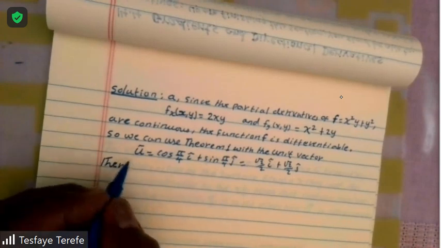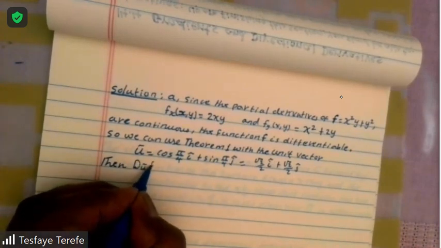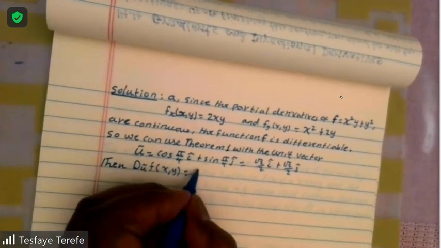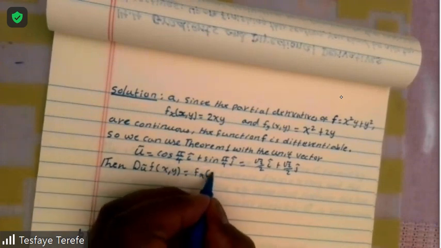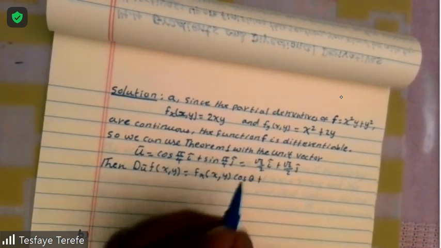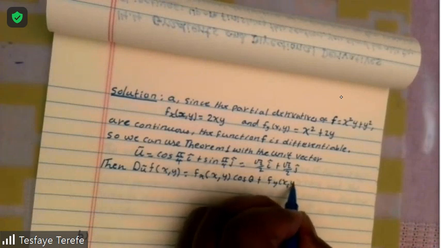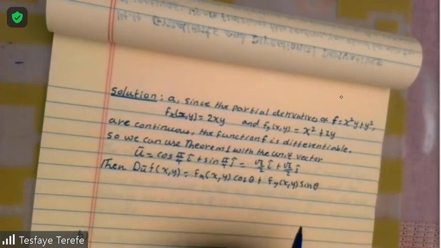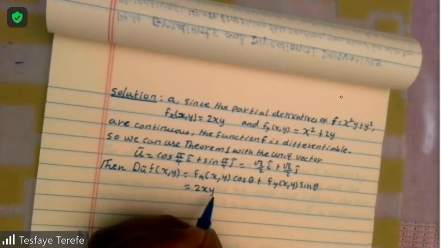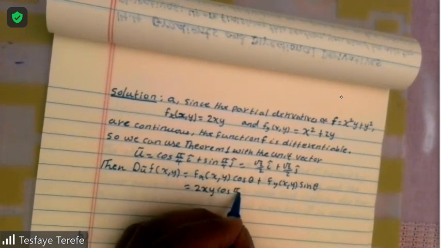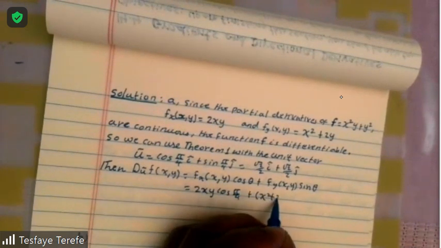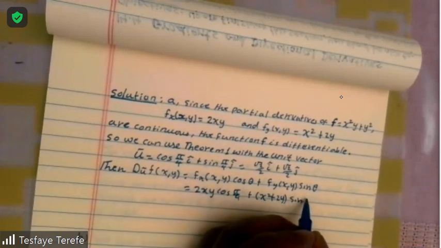Then the partial derivative of f of x, y in the direction of u is, so here we have 2xy multiplied by cosine of pi over 4, plus x squared plus 2y multiplied by sine of pi over 4.